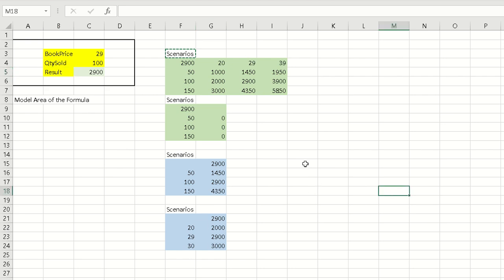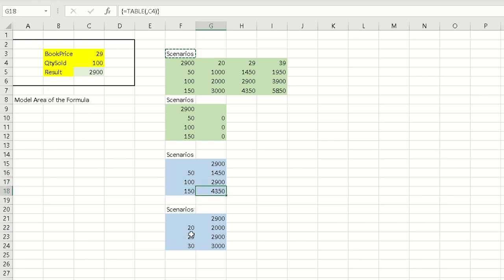As you can see, if you notice here, this is the formula. This is the book price times the quantity sold. You have 2,900. And here, what happens if you change the quantity sold from 50 to 100 and 150? So this will be the result.